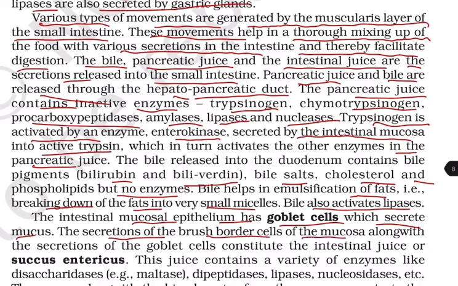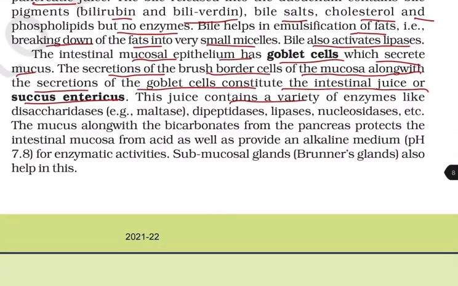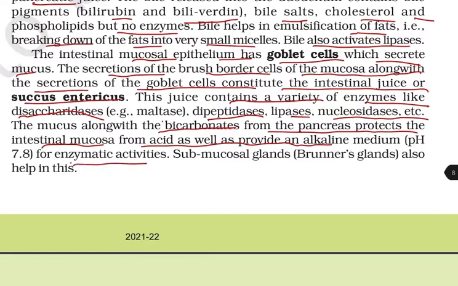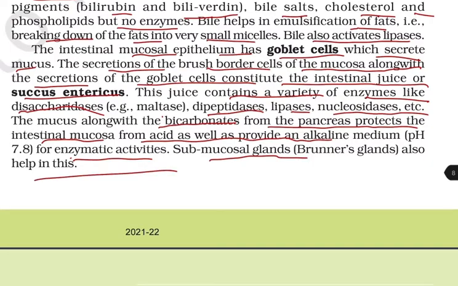The secretions of the brush border cells of the mucosa along with the secretion of the goblet cells constitute the intestinal juice or the succus entericus. This juice contains a variety of enzymes like disaccharidases, for example maltase, dipeptidases, lipases, nucleosidases, etc. The mucus along with the bicarbonates from the pancreas protect the intestinal mucosa from acid as well as provide an alkaline medium, that is pH 7.8, for enzymatic activities. Submucosal glands, that is Brunner's glands, also help in this.